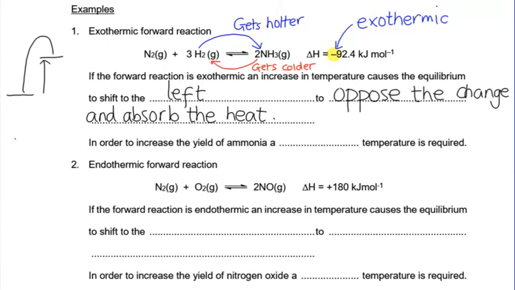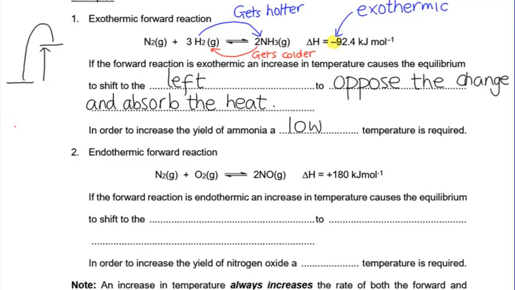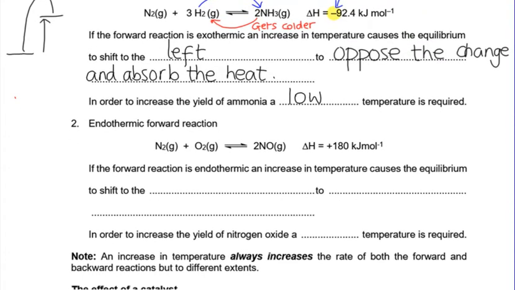So if we want to increase the yield, we don't want to be heating it up because it's going to go away from ammonia, so we need to use a lower temperature. Let's have a look at our next example. In an exam, you would not be told that this was endo, you'd have to figure that out for yourself. So as we go from left to right, it gets colder. It absorbs heat. And as we go from right to left, it releases heat, because that's the exothermic direction.